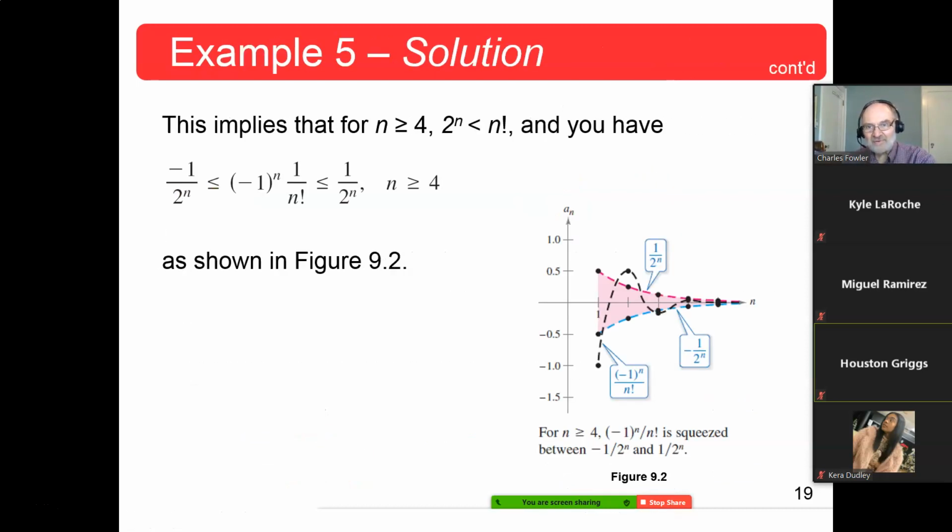This implies that for any n greater than or equal to 4, that was our capital N before, 2 to the n is always less than n factorial. So negative 1 over 2 to the n is always going to be less than or equal to negative 1 to the n over n factorial, and that's less than or equal to 1 over 2 to the n. And if both of these converge to 0, that means that one has to. And sure enough, it does.